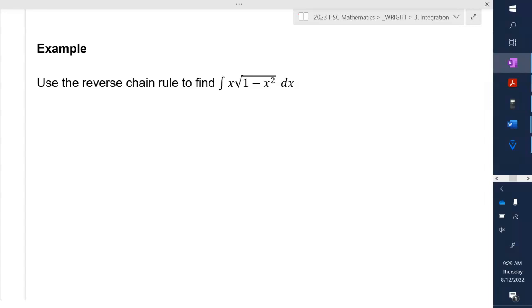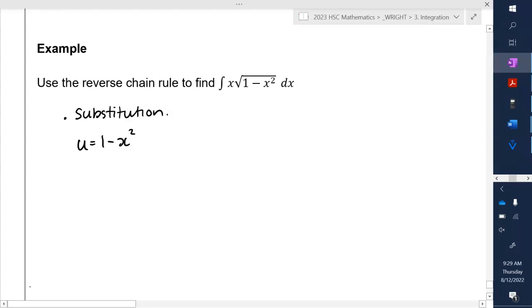What we're going to do is use a reverse chain rule, but I'm going to use substitution. This one takes a little bit less thought and a little bit more algebra. So what I can do is look at my function under the square root sign and use a substitution for that. I'm going to let u be equal to 1 minus x squared. Now this u is the u that we might have used in our product rule, our quotient rule for differentiation. It just means we're substituting. So I'm going to substitute in u for my 1 minus x squared.